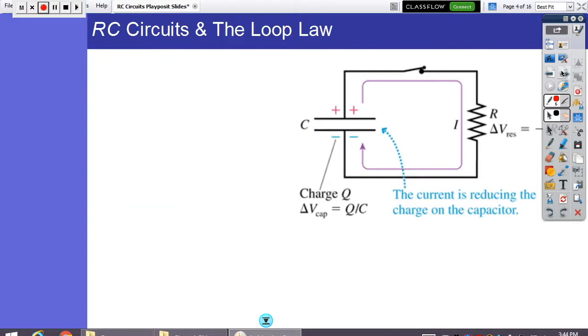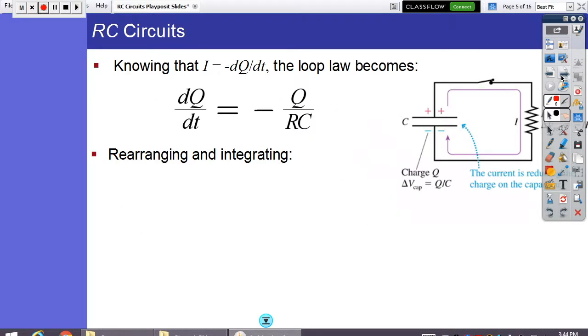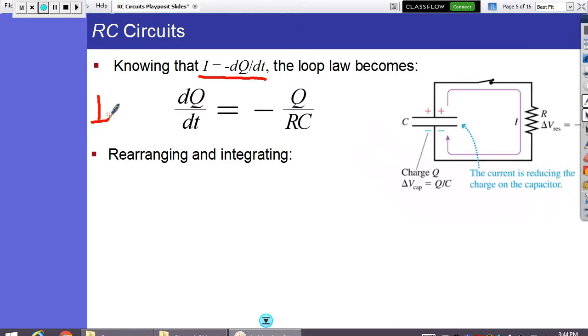So we can actually write ourselves, there's our loop law, this little additional thing, where instead of current, we can write that our current is given to us by negative dq dt. Why can I write that? Well, our current is already the rate of change of charge in coulombs per second, but where is this current coming from? Every drop of this current is coming from charges leaving the capacitor. So you can kind of see that as the current goes, it's reducing the charge on the capacitor.